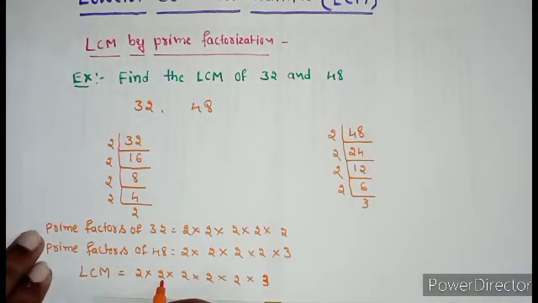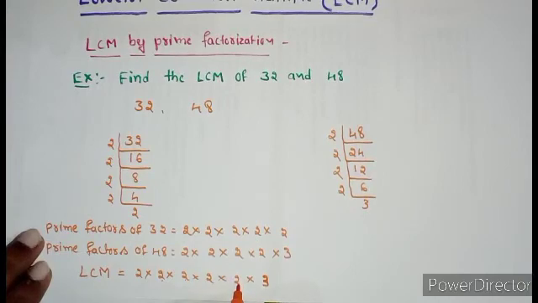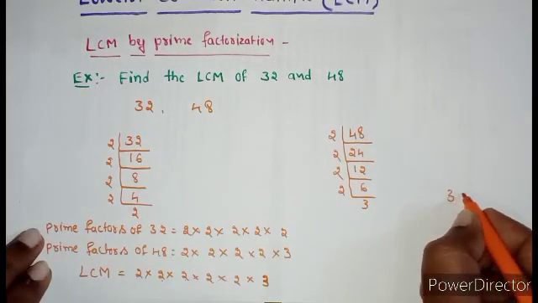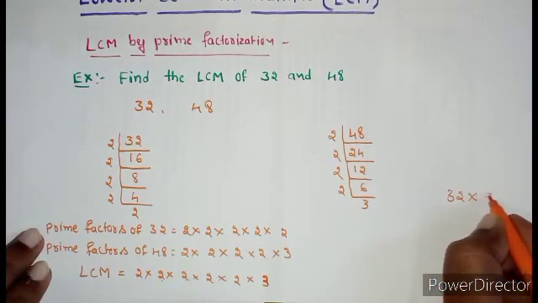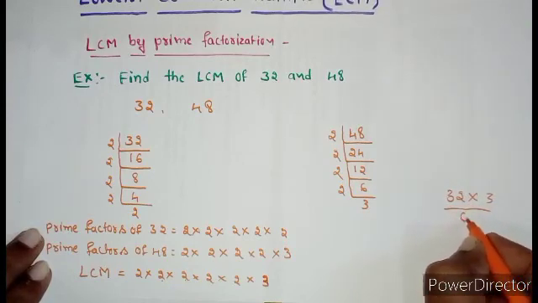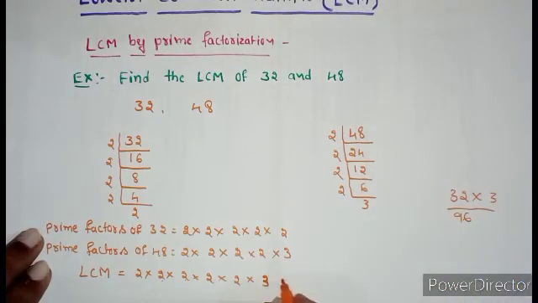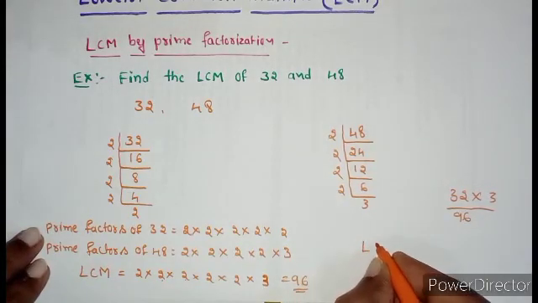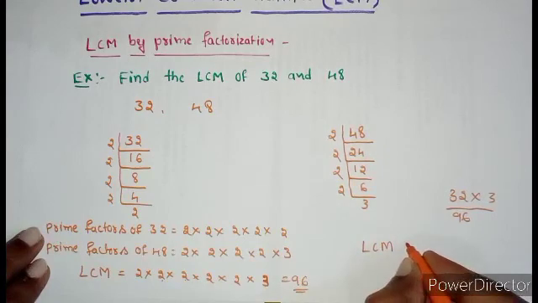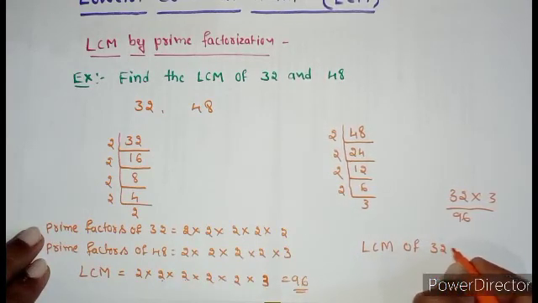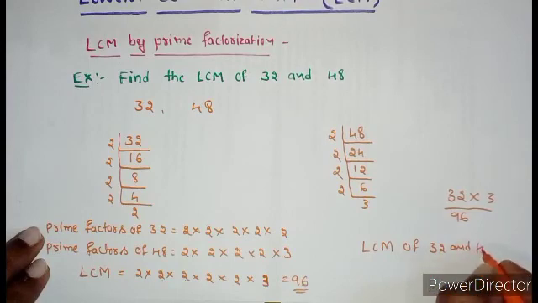2 2s are 4, 4 2s are 8, 8 2s are 16, 16 2s are 32. 32 3s are 96. All of you see here, 32 into 3: 3 2s are 6, 3 3s are 9. So 96 is the LCM of 32 and 48. Here the LCM of 32 and 48 is 96.